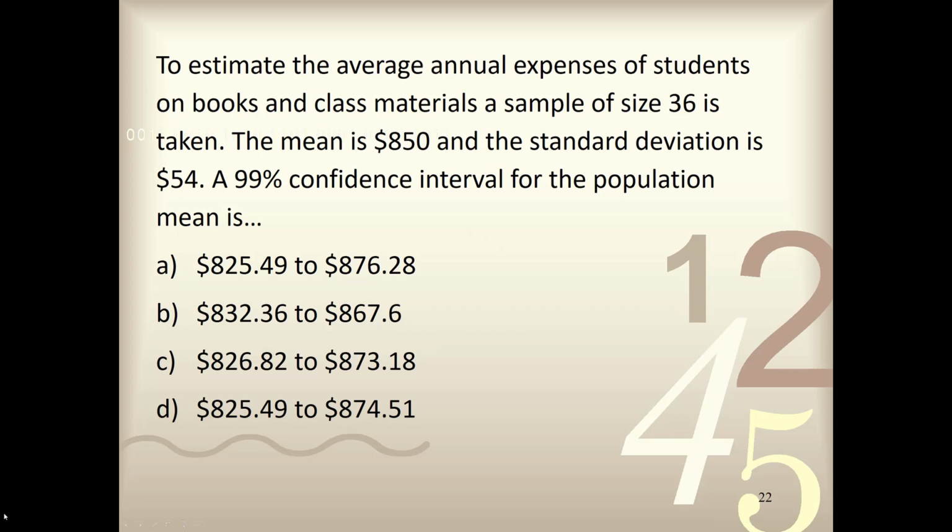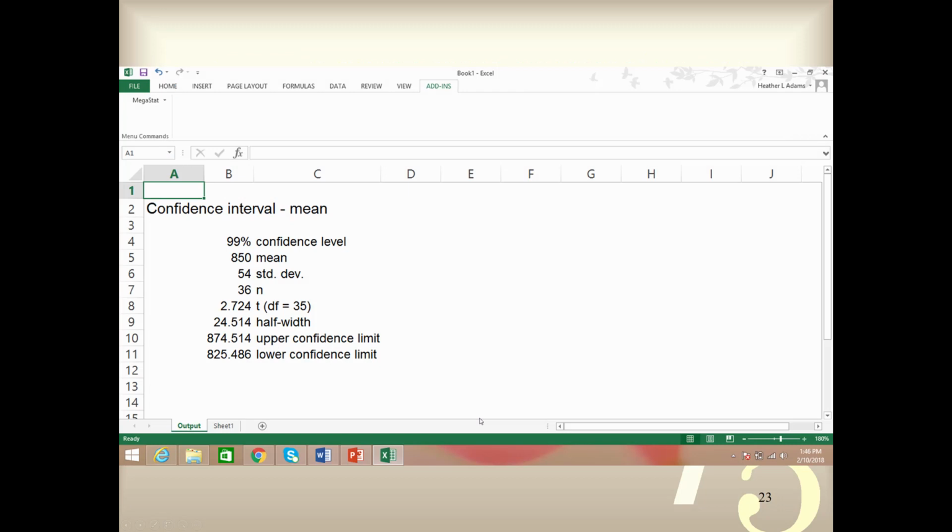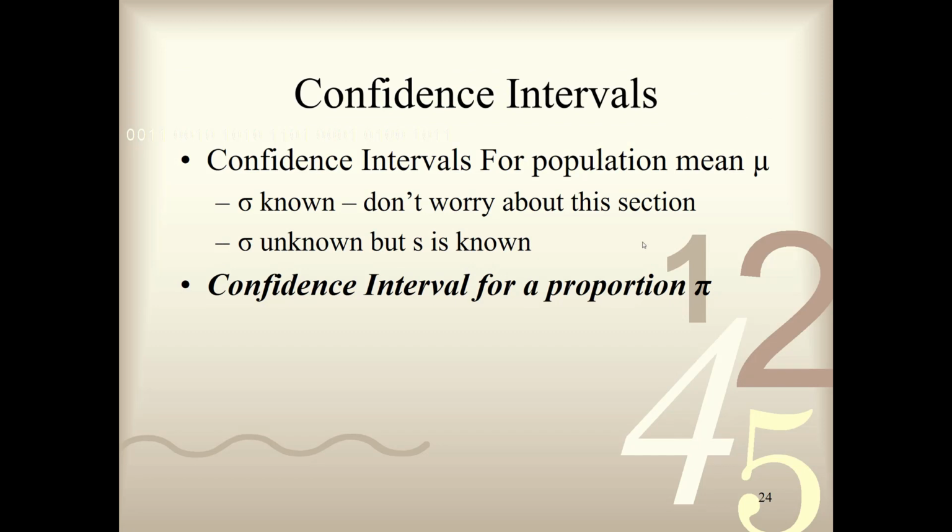Okay, so right here. And that just shows it again. Okay, 99% confident that my population mean will fall between $825 and $874 from that problem. And the next we'll go to confidence interval for proportion.